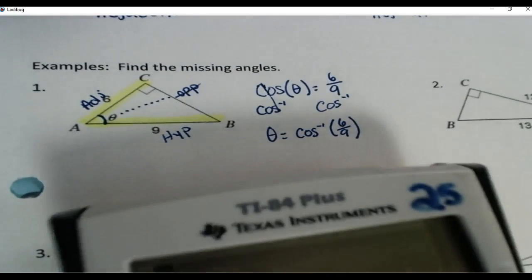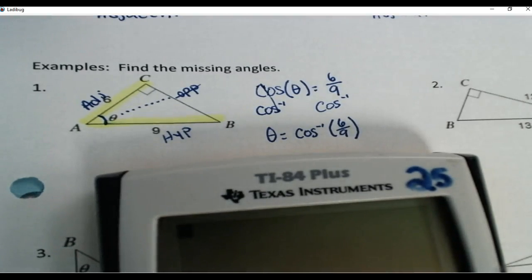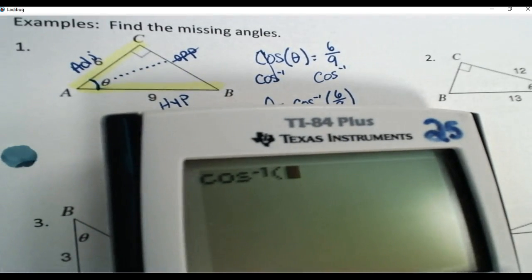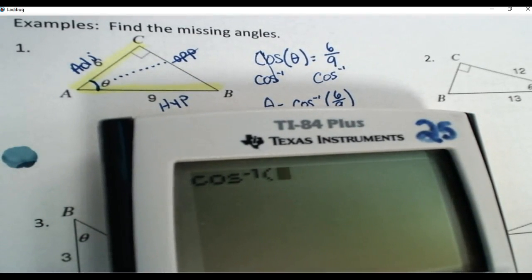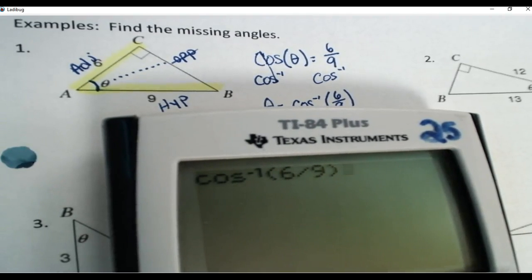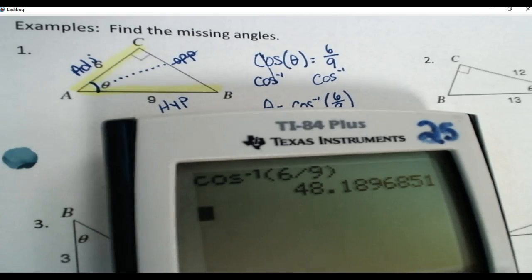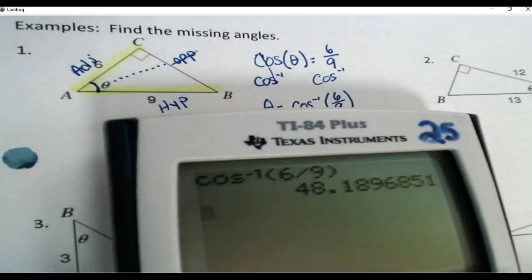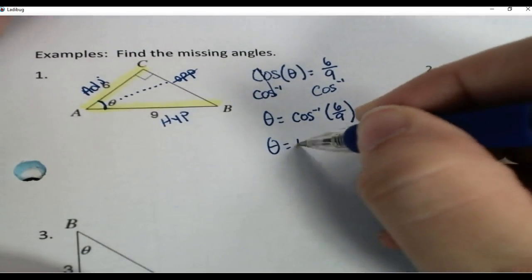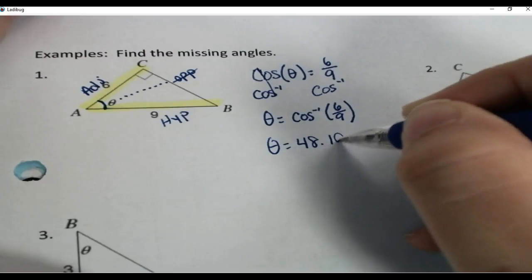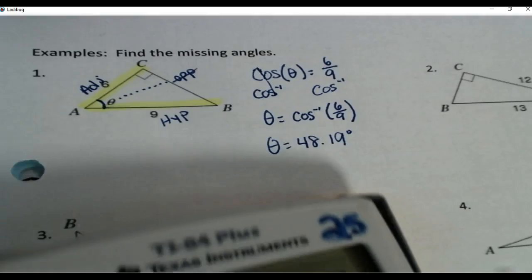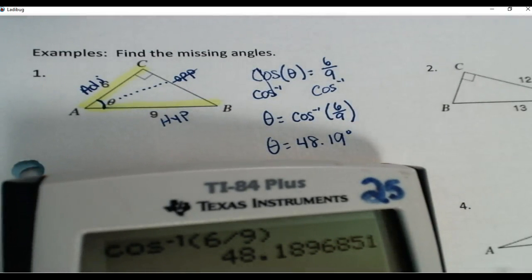Now all we have to do is type that in our calculator. Again, make sure you're in degree mode, and then to type that we hit second cosine, and that gives you that -1. Then we just type in the fraction, 6 divided by 9. And there it is. We get about 48.19 degrees, because today we are talking about angles. Any questions on that?